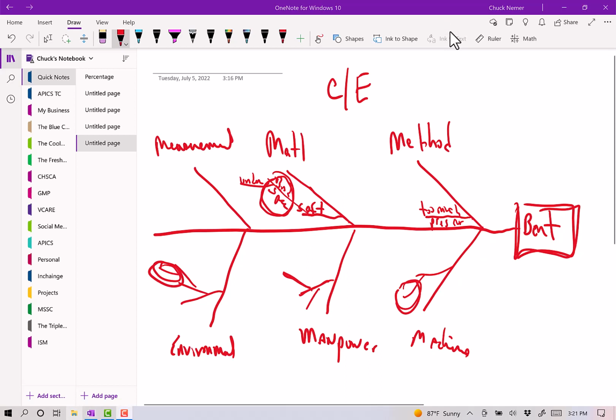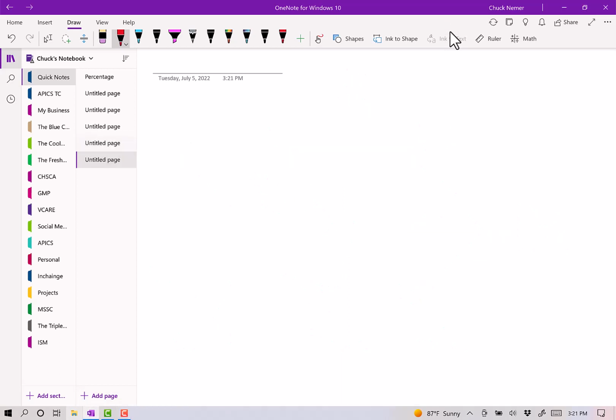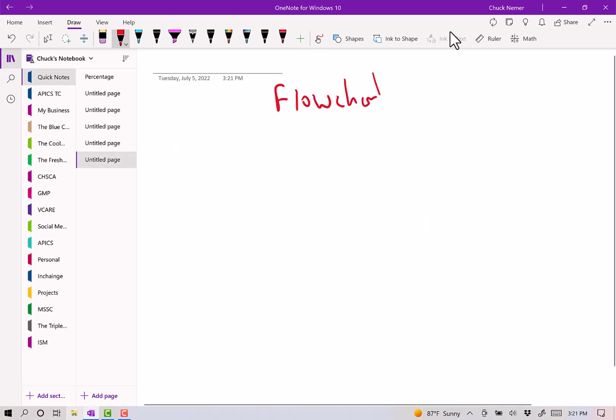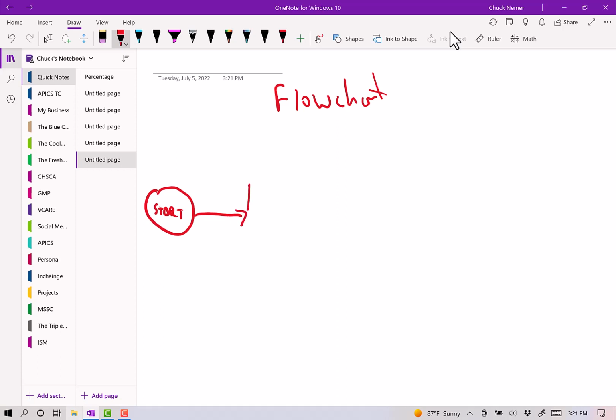A fourth tool that we'd run into, make a new page here, is going to be a flowchart. And a flowchart is just a visual representation of a process. So we're going to start right here, whatever start is. And the first step in the process might be to, let's just say cut to length. So we've got a metal rod that we're going to cut to 1 inch length. And then after that, it's cut to length.